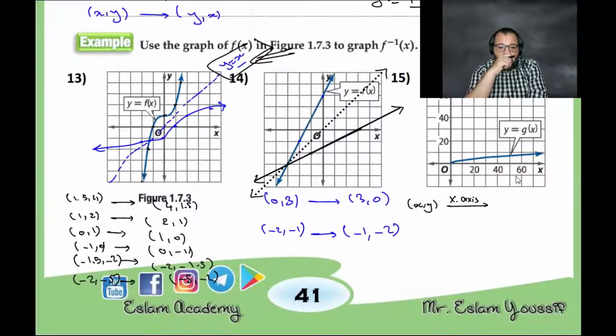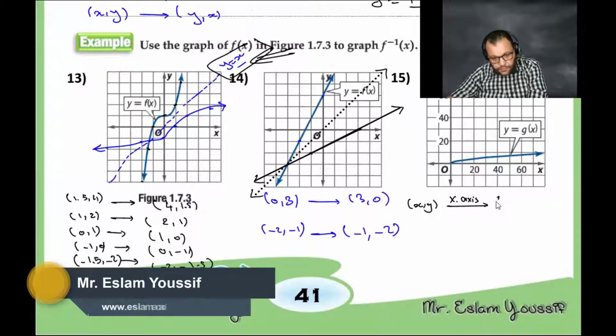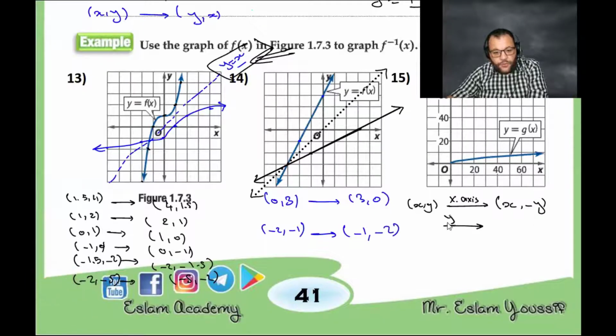Wait, so it would be x and y, and then it will go to x and negative y. Yes, to find the image by reflection. The question is, if you have a point x and y and you need to find reflection across the x-axis, the image would be x and negative y. X stays, only change the sign of y.